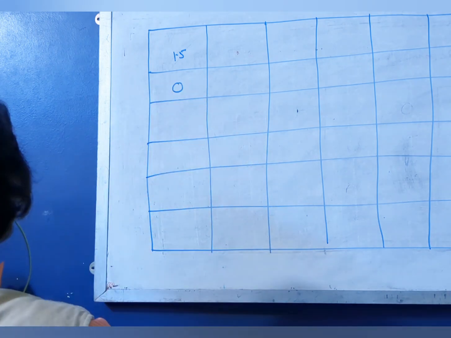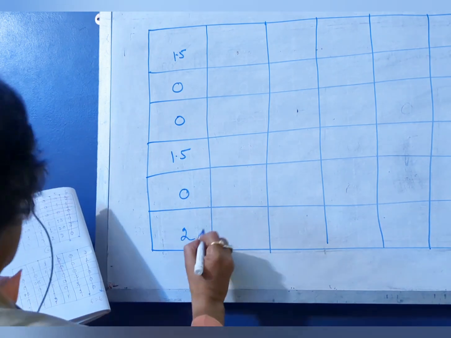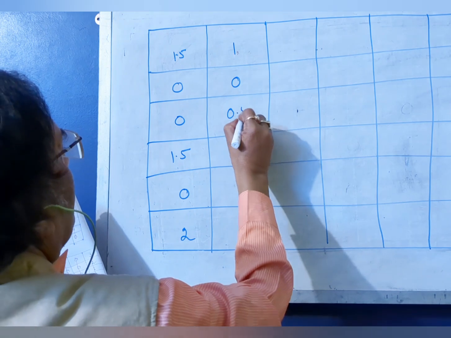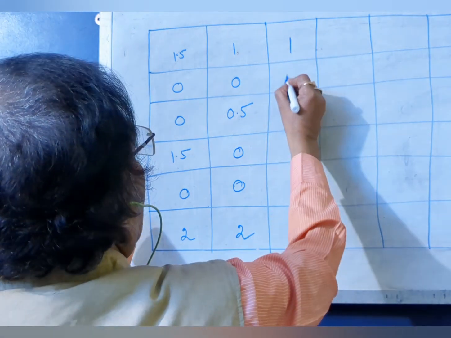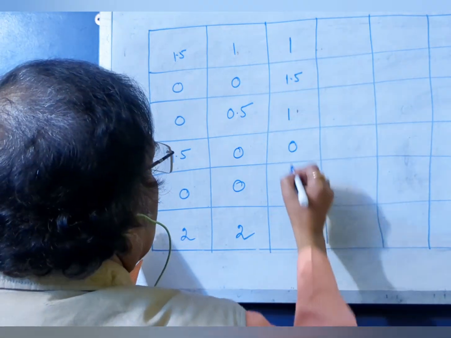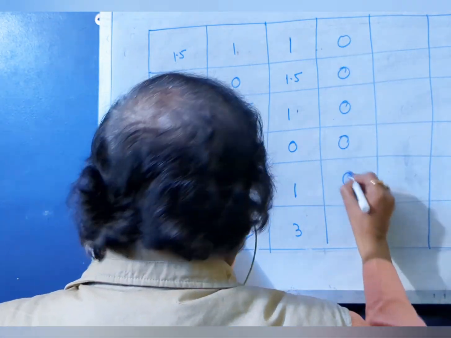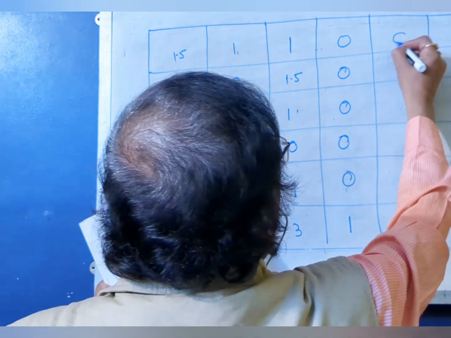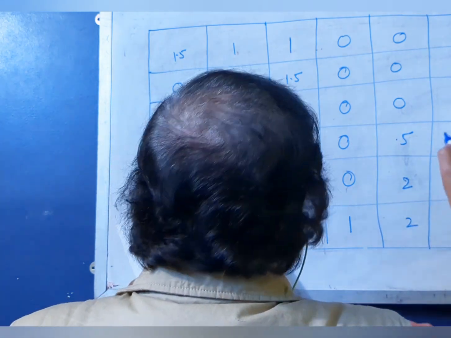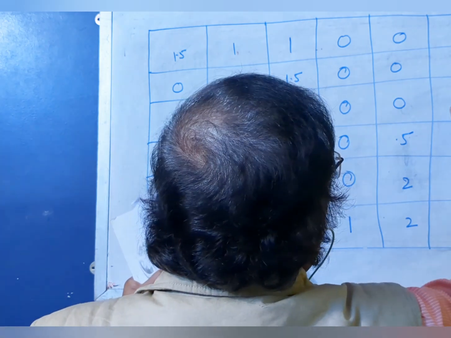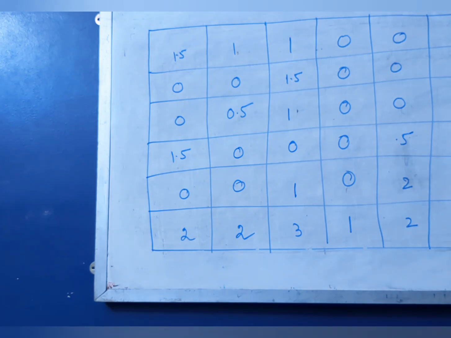1.5, 0, 0, 0, 0, 1.5, 0, and 2. 1, 0, 1, 0, 0.5, 0.5, 0, 0, 2, 0, 0, 2. 1, 1.5, 1, 0, 1, 1, 0, 1, 3. 0, 0, 0, 0, 0, and 1. 0, 0, 0, 0, 0.5, 0.5, 2, and 2. 2, 2, 3, 2, 3, 2, 1, 0, 0, 0. Okay, this is the table.